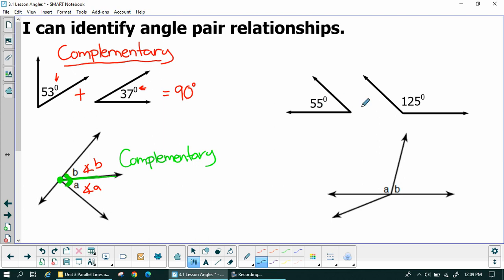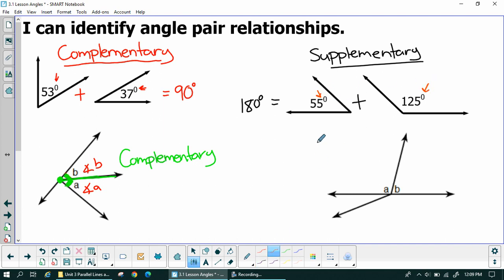Over here we have two angles, and if we add them together, they'll equal 180. We call these supplementary, and this might not be new, but it's really important. We need to go over it. These two angles are not adjacent, but they both have their measure. We know they have 55 degrees here because of the symbol, 125 degrees there. They add to 180. That makes them supplementary angles.